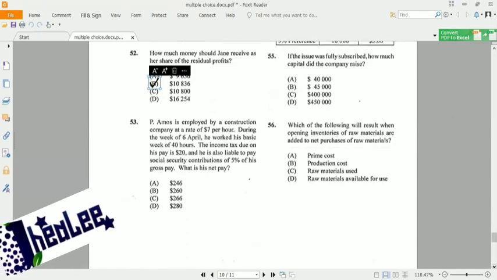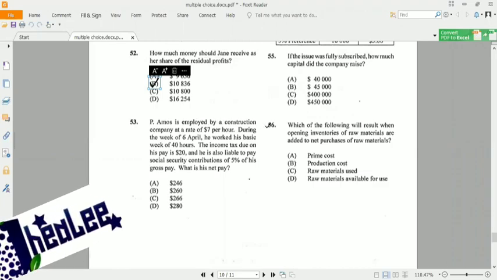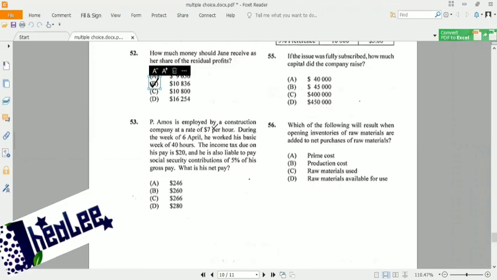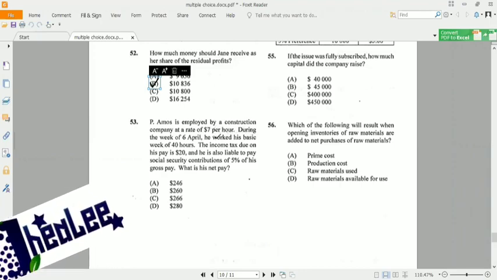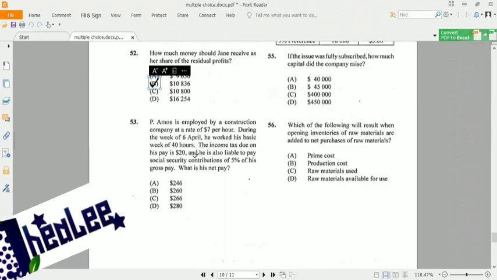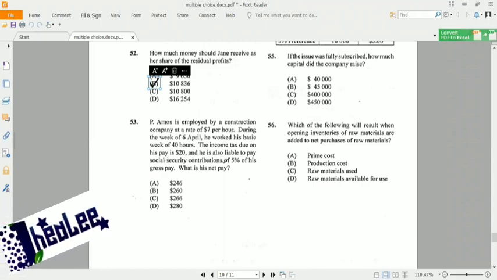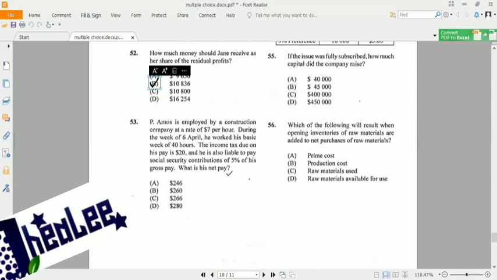Number 53, and this is payroll. P. Amos is employed by a construction company at a rate of $7 per hour. That is the basic pay per hour. During the week of the 6th of April, he worked his basic week of 40 hours. The income tax due on his pay is $20, and he is also liable to pay Social Security contributions of 5% of his gross pay. What is the net pay?